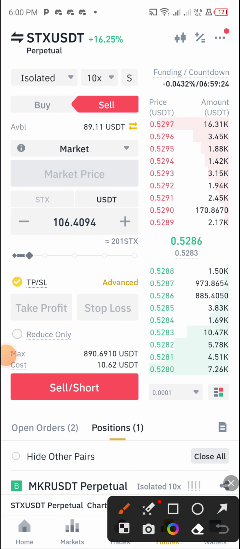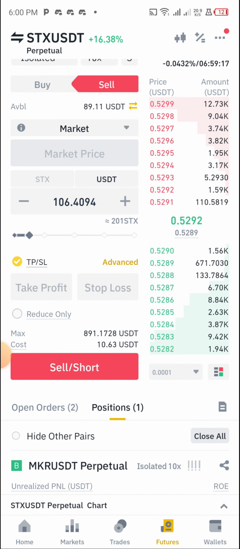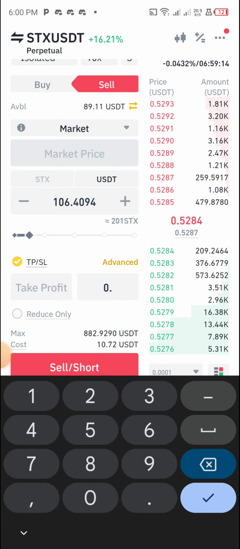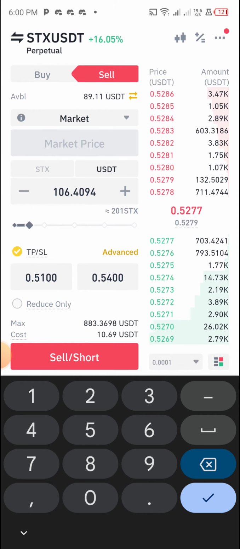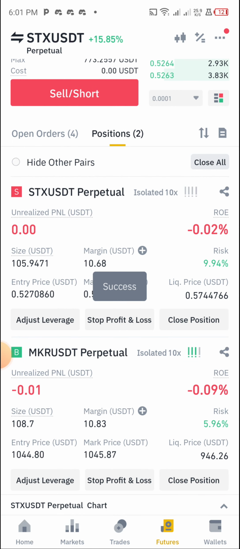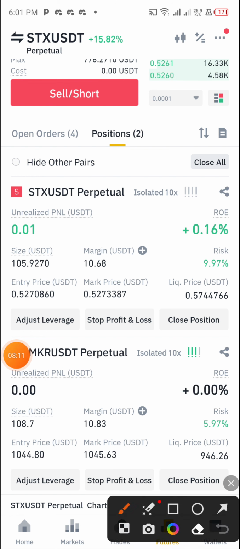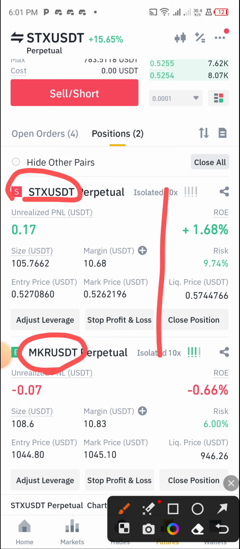Now, the next thing I want to do is to put my stop loss above. So let me say my stop loss is going to be 0.5400. And my take profit will now be lower because I'm bidding that the market wants to come down. I'm just trading randomly so that you understand the concept. 5100. Good. So I'm going to sell this market. As you can see, a sell signal has been placed. MKRO was a buy, STX is a sell. So basically, that's just how it works.